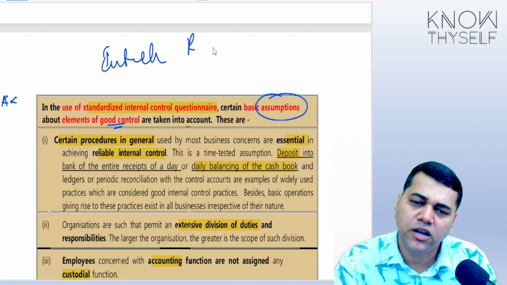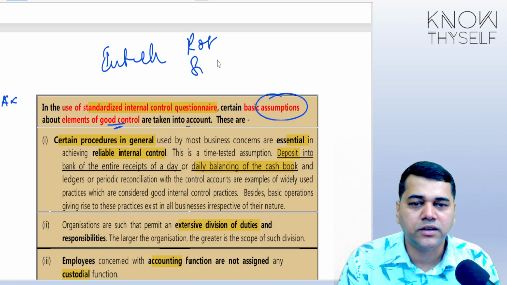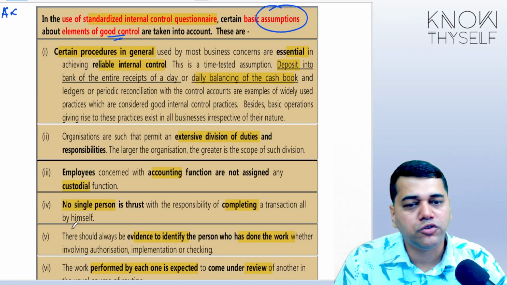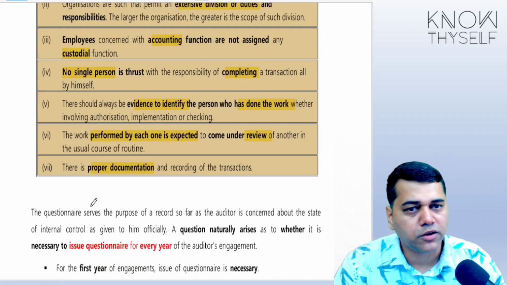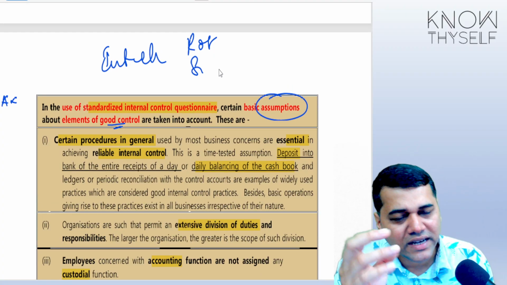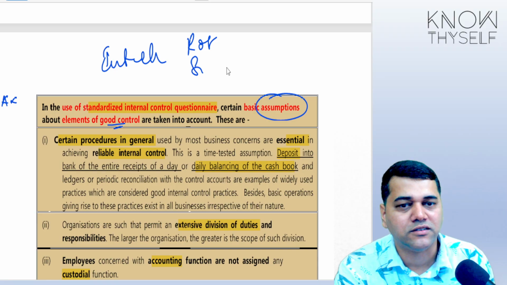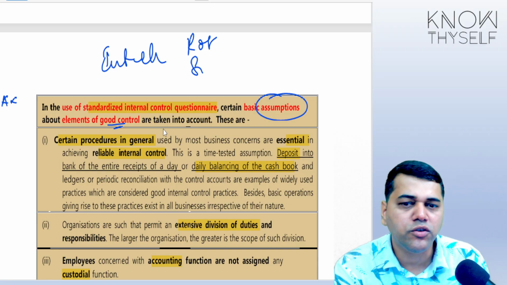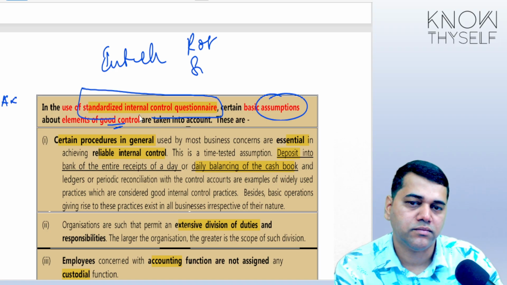There should be rotation of the staff. You add your own points. Sensitive area assets should be kept separate. Segregation of duty should happen between execution and custody. Accounting and recording documents should be there. If you see, student, you don't need to remember this. Whatever internal check related points are there, the good conditions or expectations of good internal check, the same thing you can write, but in the context of the internal control questionnaire.